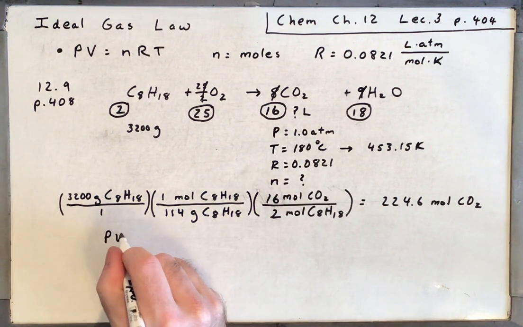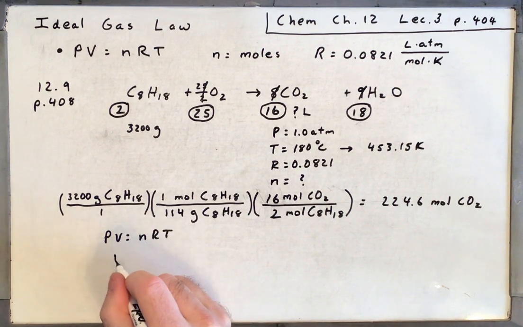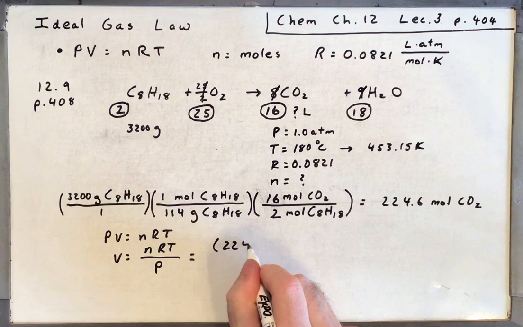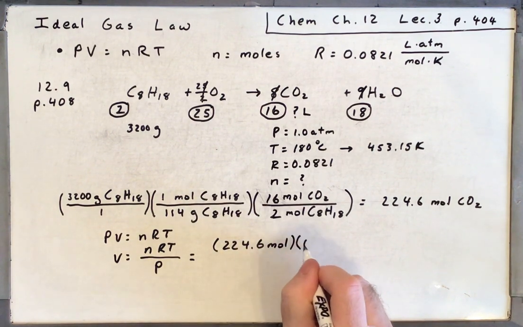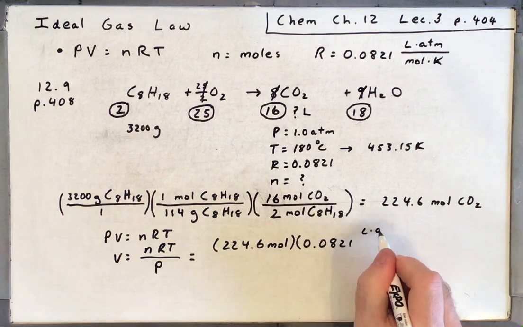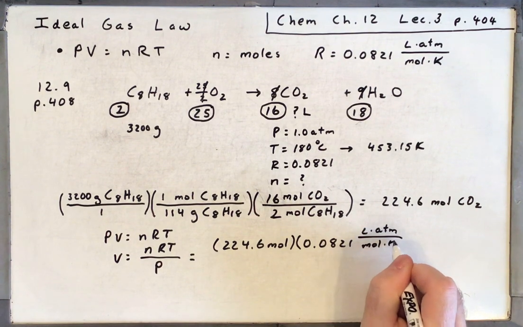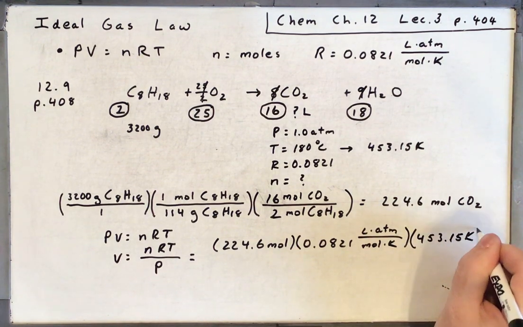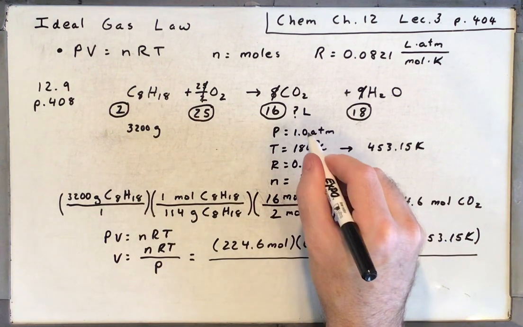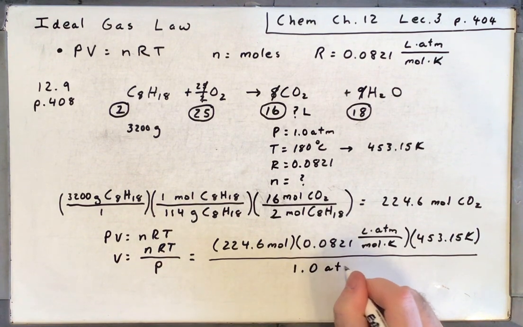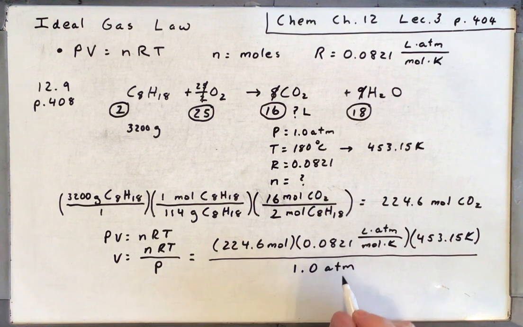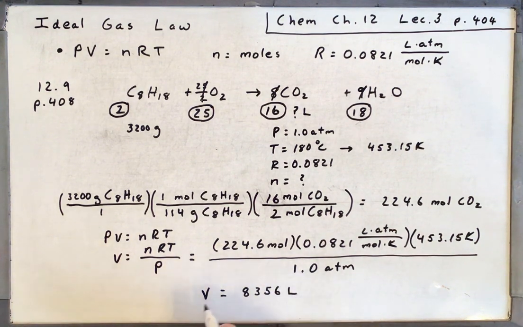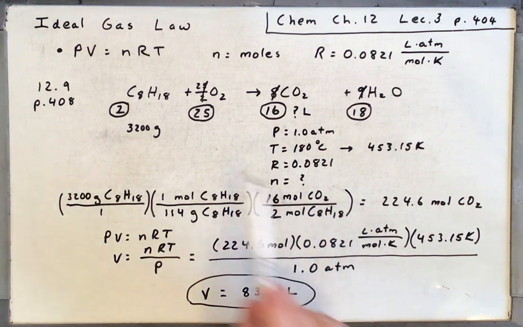Now we can use the ideal gas equation. If we have PV equals nRT, we want to know volume, so that's going to be nRT over P. The moles we just figured out, 224.6. R is 0.0821. Our temperature is 453.15 Kelvin. Don't forget to change that to Kelvin. And the pressure is 1 atmosphere. Running that through the calculator, you'll get a volume of 8,356 liters.